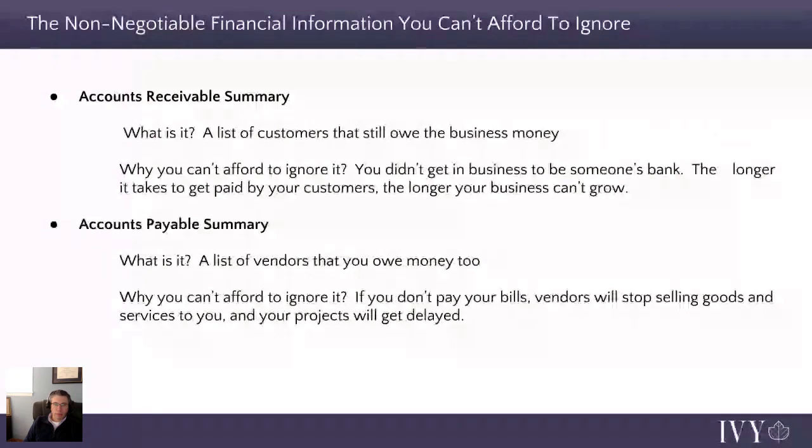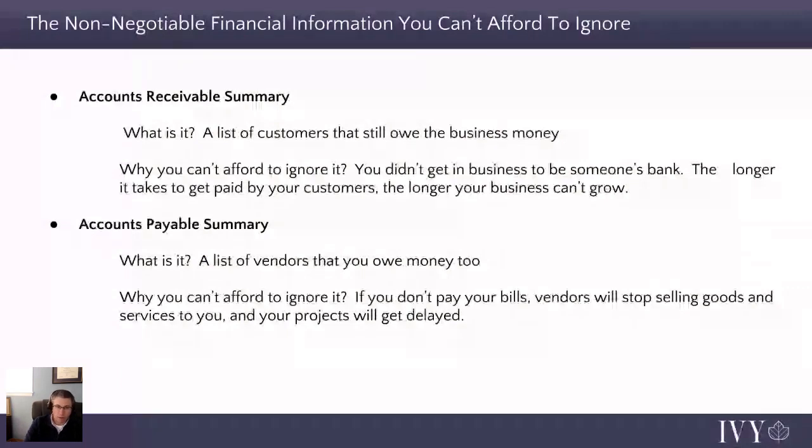The accounts payable summary is just like the accounts receivable summary, except it's a list of vendors that you owe money to and why you can't afford to ignore it. If you don't pay your bills, the vendors will stop selling goods and services to you, and your projects are going to get delayed. So this is a really important report so that your account with vendors stays active and open.